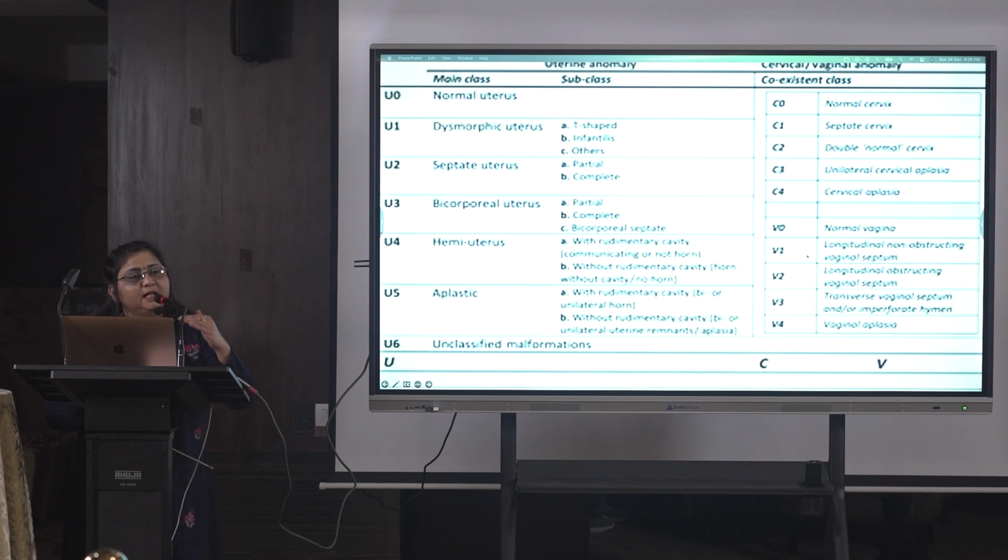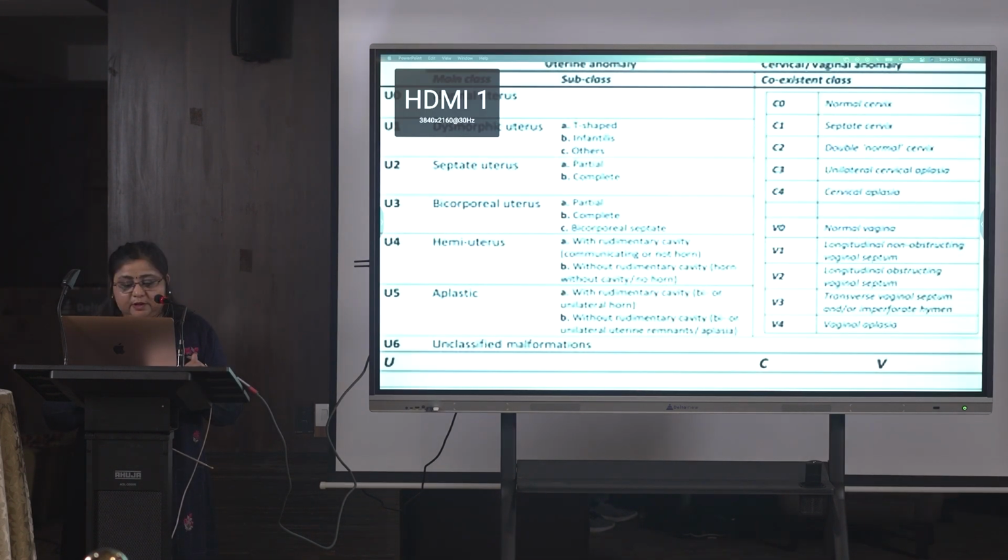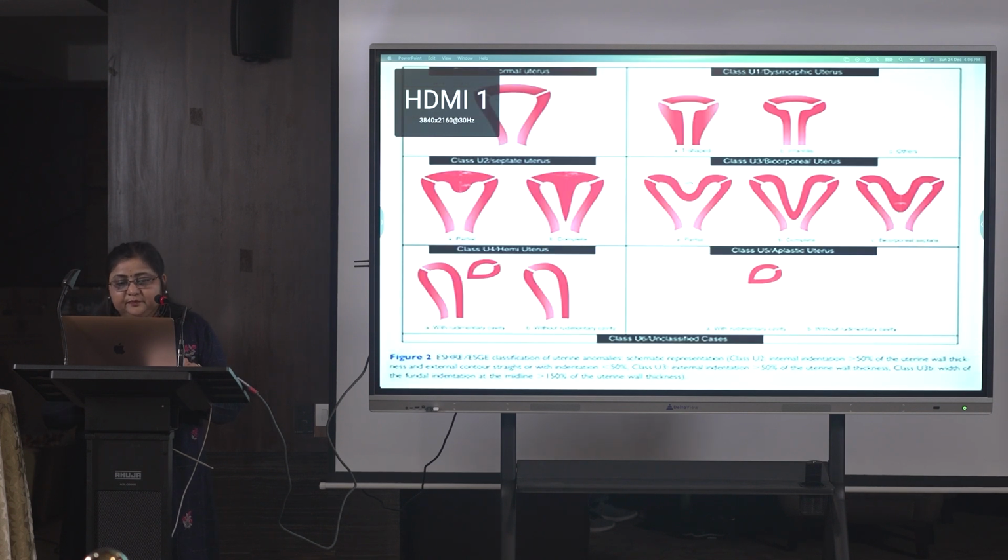If the vagina has a septum, a longitudinal septum, then we will write V1. If it has a transverse septum, we will write V3. So all the parts of the uterus are included. So this is a very good classification which includes the anatomy of the uterus, and it was given a lot of importance, this classification.